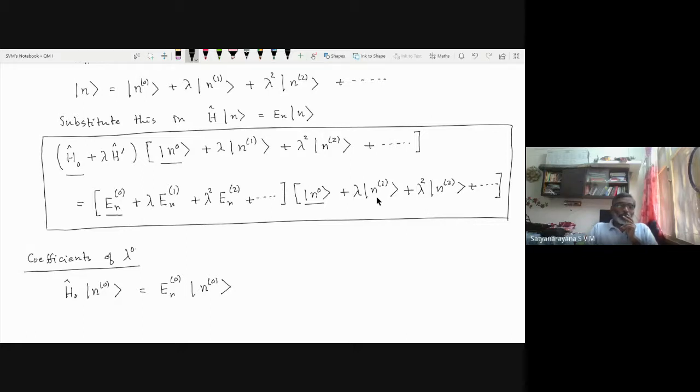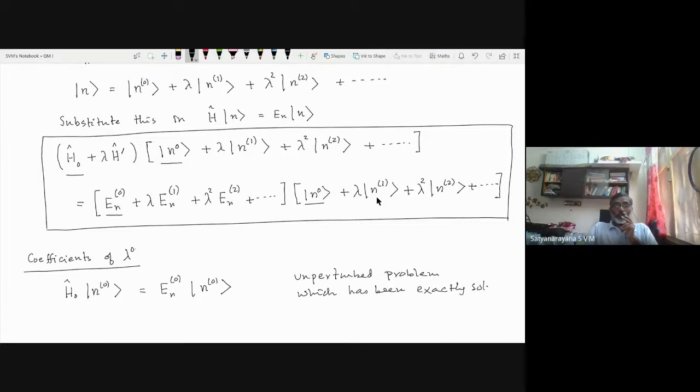But this is something which we know. This is basically the statement of the eigenvalue problem for the unperturbed Hamiltonian. So this is the unperturbed problem, and which has been exactly solved.